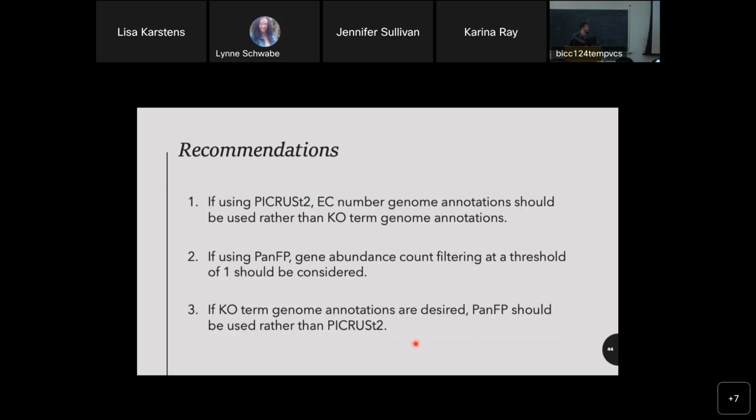So based on these conclusions, I came up with 3 recommendations for metagenomic inference. If PyCrust 2 is being used, then EC number genome annotations should be used rather than KO term genome annotations, and this is because of the issue with false positives and spurious results. Additionally, if using PanFP, then gene abundance count filtering at a threshold of 1 should be considered. And finally, if KO term genome annotations are desired, then PanFP should be used rather than PyCrust 2 based on the results from performance analysis.